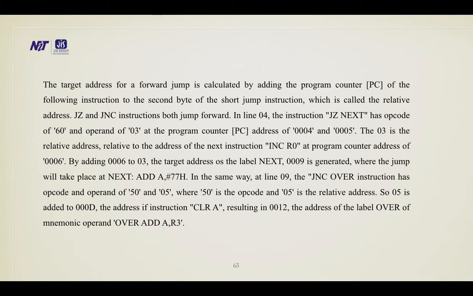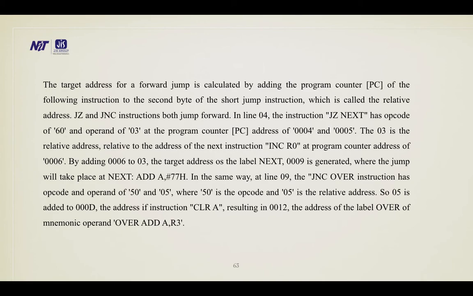JZ and JNC instructions both jump forward. In line 04, the instruction JZ next has opcode 60 and operand 03, at program counter addresses 0004 and 0005. The 03 is the relative address, relative to the address of the next instruction INC R0 at program counter 0006. By adding 0006 to 03, the target address, the label next, 0009, is generated, where the jump takes place: ADD A, #77H.